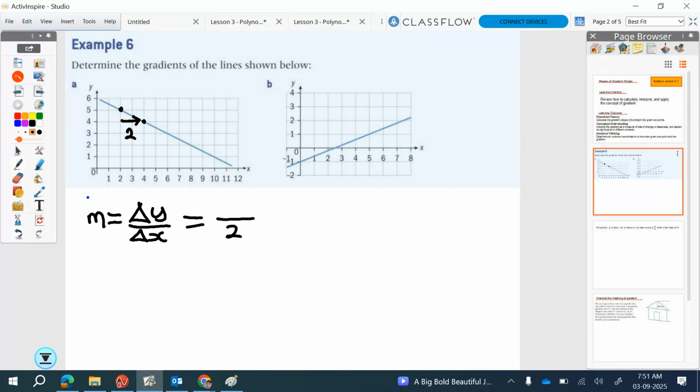How much does the y value change in that period? Well, it goes down by -1. So the gradient here is -1/2.